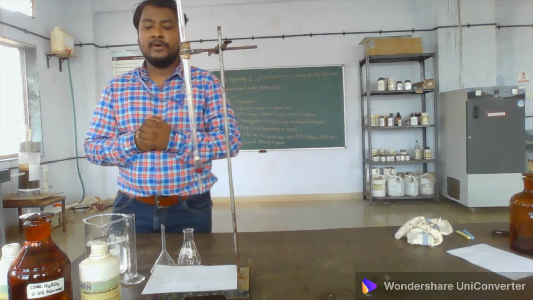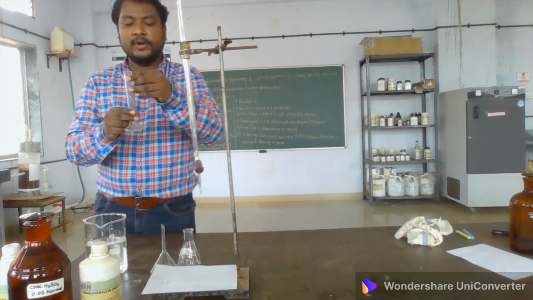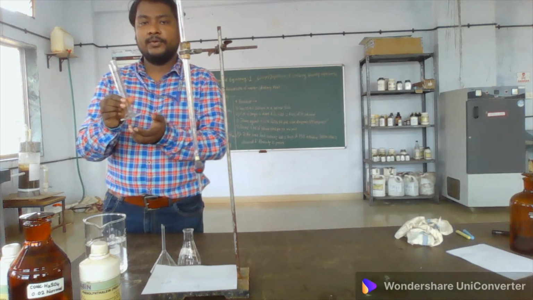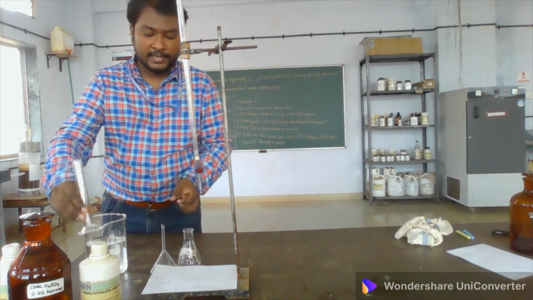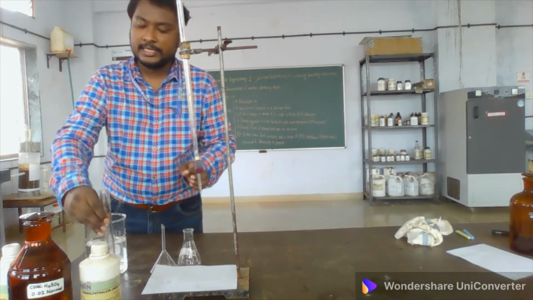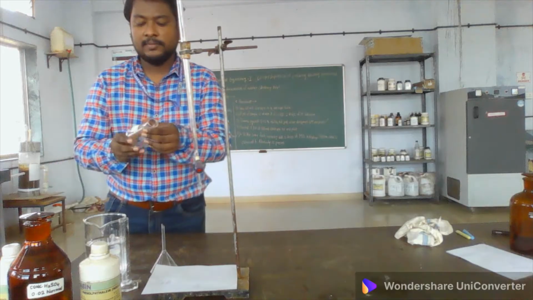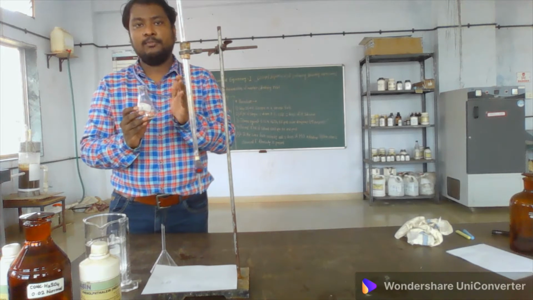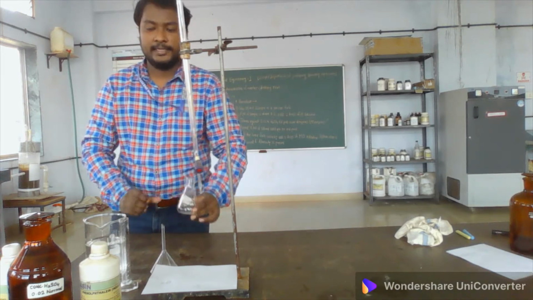We will take 25 ml of the sample. For taking 25 ml of the sample, I have used this corresponding measuring cylinder, and it is having marking till 25 ml, which means it is accurate. And this is the conical flask in which I am going to perform the corresponding titration.